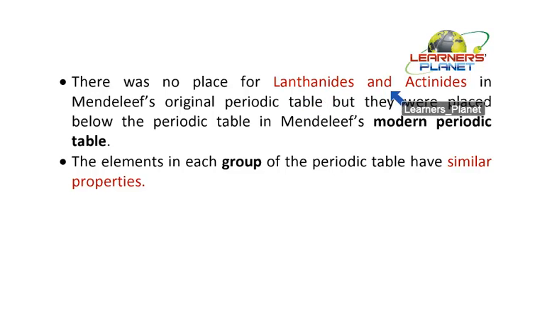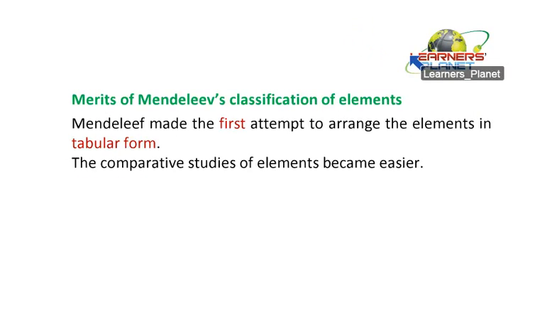There was no place for lanthanides and actinides in Mendeleev's original periodic table, but they were placed below the periodic table in Mendeleev's modern periodic table. Okay? The elements in each group of the periodic table have similar properties. That is, in every group, the elements have similar properties. Now this was Mendeleev's periodic table.